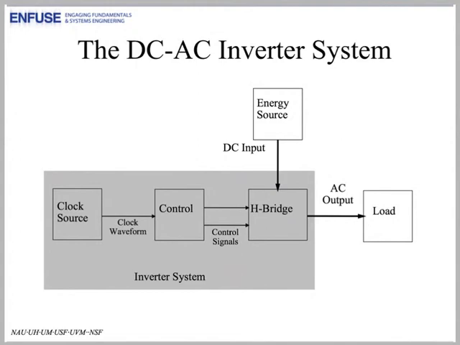Now that we've looked at a basic bridge, let's step back and place the bridge in the context of our DC-AC inverter system. Here we show our inverter system block diagram, which you've seen before. The bridge, in this case an H bridge, is the third component of our system: 1, 2, 3. In this module, our goal is to develop the ideas that underlie the operation of our H bridge.